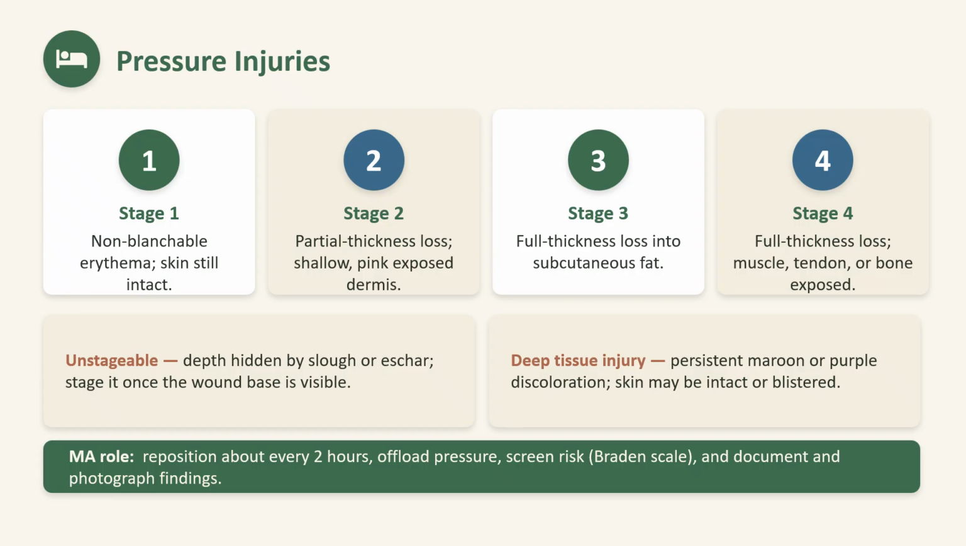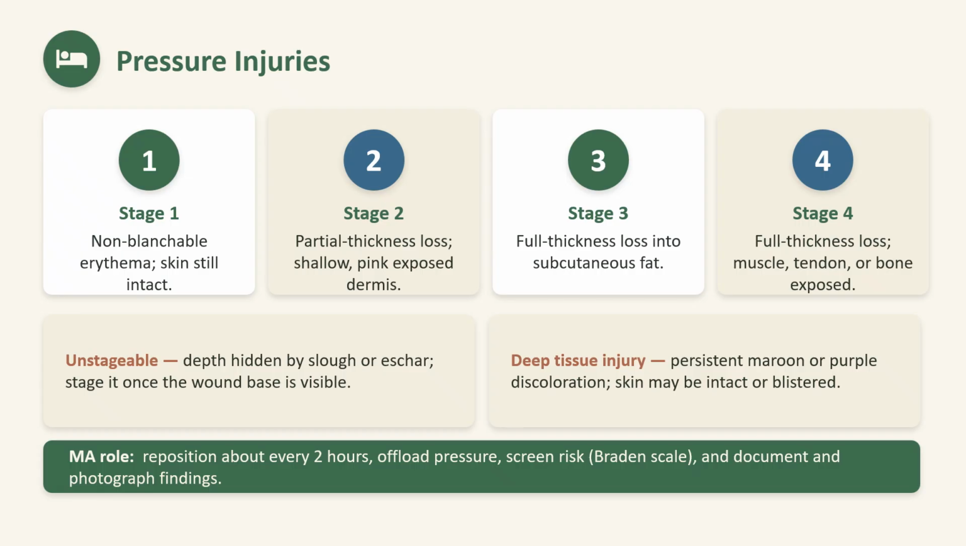Stage 2 is partial thickness loss. The epidermis is gone and you see shallow, pink, moist dermis, sometimes as an intact or open blister. Stage 3 is full thickness loss extending into the subcutaneous fat. Stage 4 is the deepest, full thickness loss with muscle, tendon, or bone exposed. 2 special categories don't get a number. Unstageable means the base is covered by dead tissue, slough or eschar, so you can't see how deep it goes. It's staged once that tissue is removed.